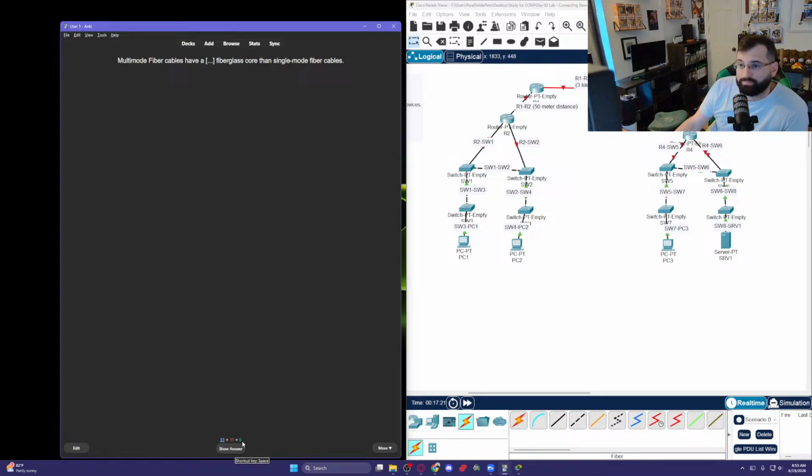Multi-mode fiber cables have a blank fiberglass core. Then is this wanting the diameter? Wider. Oh, no, it just wants wider. Okay.